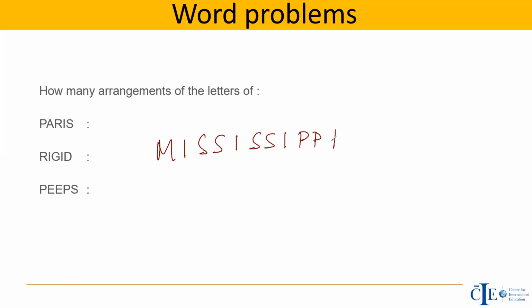Right? So we see there are a total of 11 letters. Sorry, 11. The total of 11 letters. So 11 factorial if all of them were different. Out of which I repeats 4 times, so 4 factorial. S repeats 4 times, so 4 factorial. P repeats twice, so 2 factorial. So 11 factorial divided by 4 factorial, 4 factorial, 2 factorial.